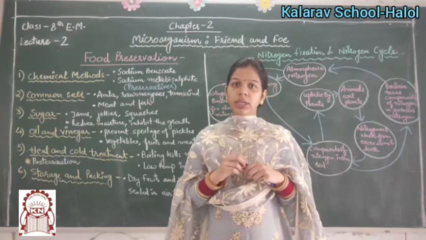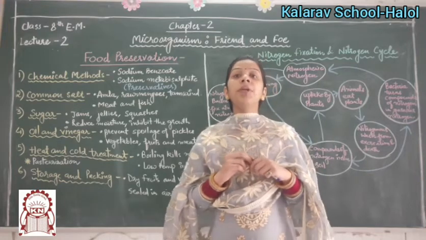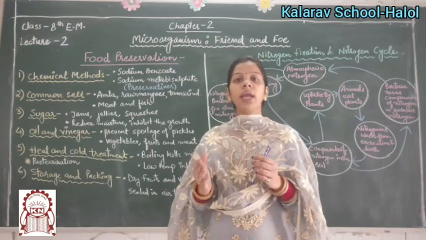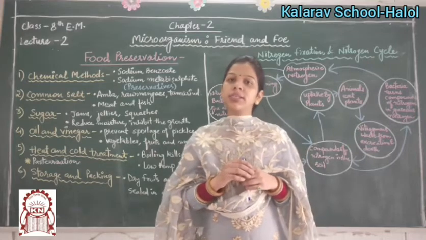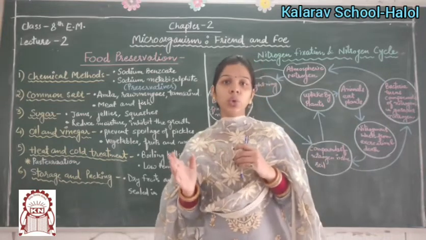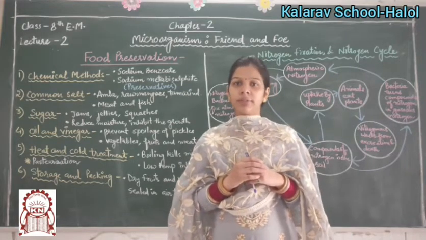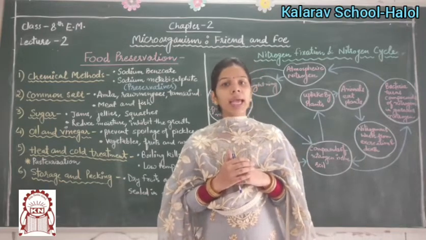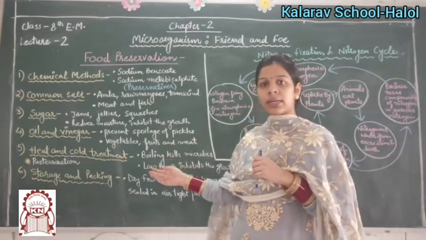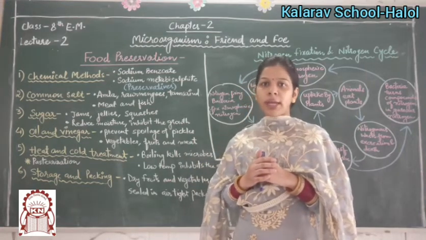Food preservation is the process of prevention of spoilage of food by preventing the growth of microorganisms in such a way that the nutritive value of food is maintained. This process is called food preservation, and the substances which are used to prevent the spoilage of food are called food preservatives. There are a number of methods that can be used to prevent the spoilage of food. Here are 6 methods that can be used in different food items.